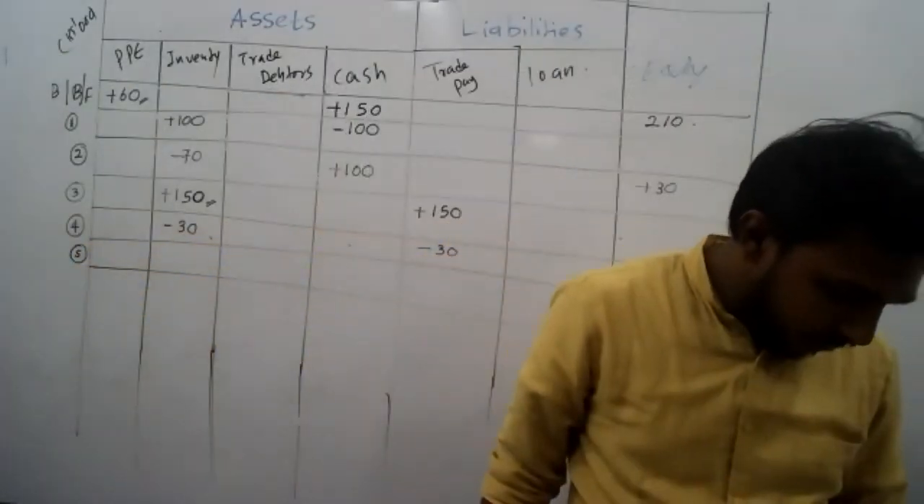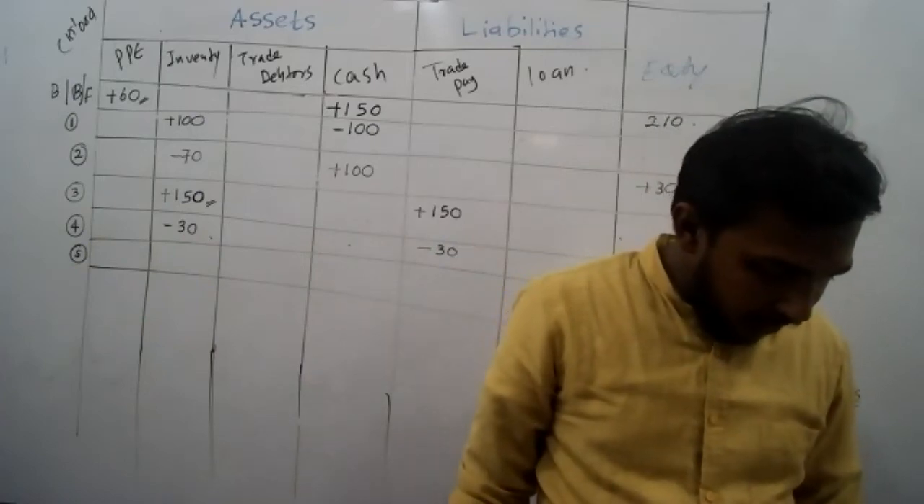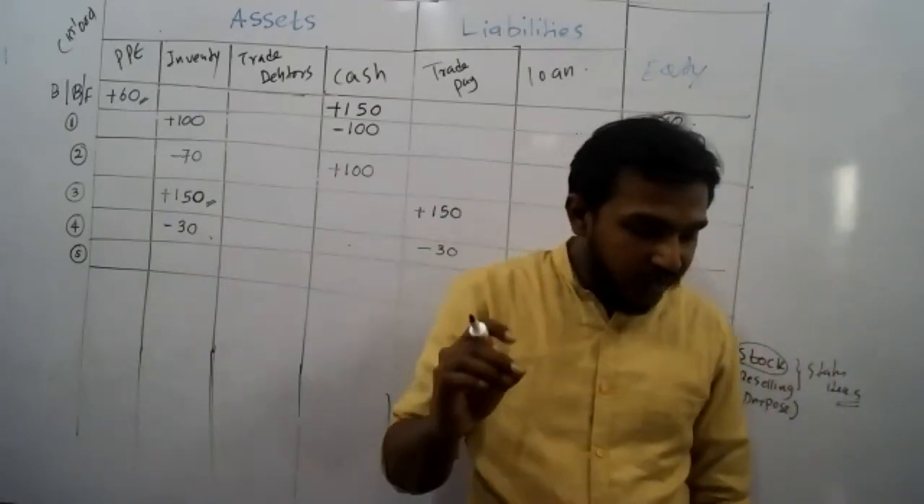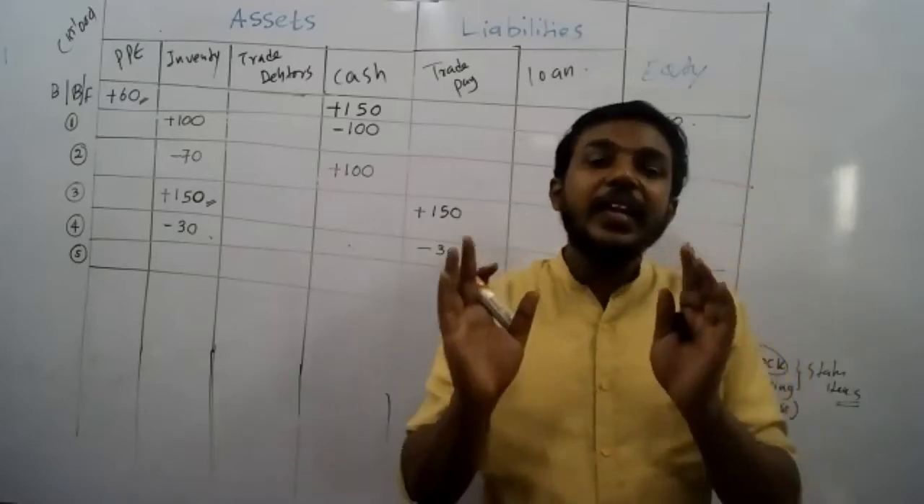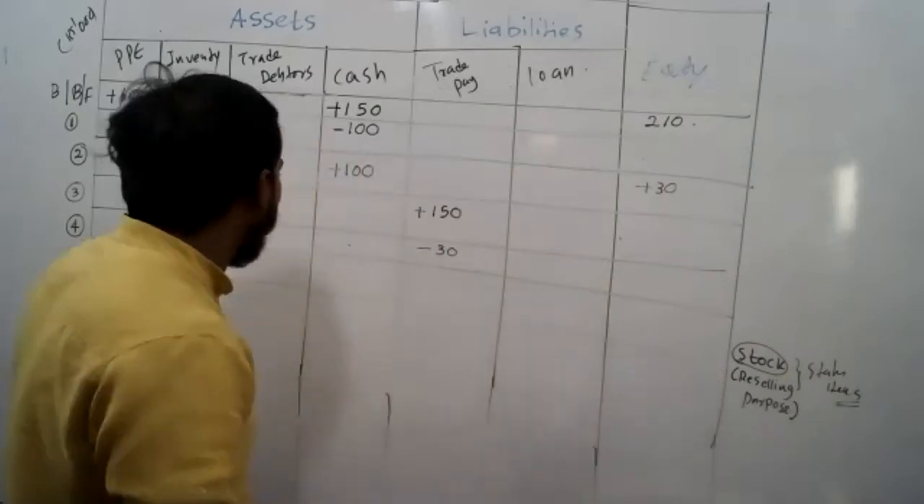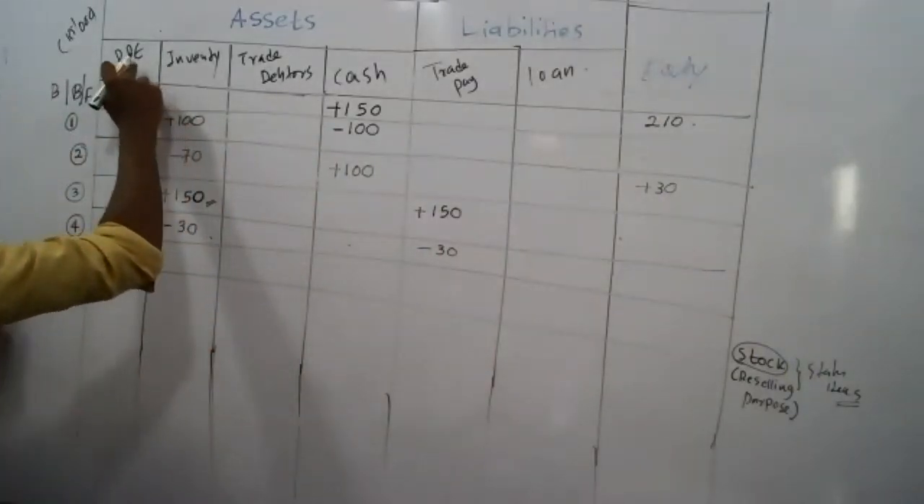Then fifth, purchase a computer on 15th March, rupees 120,000 on credit. This amount is payable over a period of 18 months. Now you purchase a computer, how much? 120,000. Now the computer comes under property, plant and equipment.